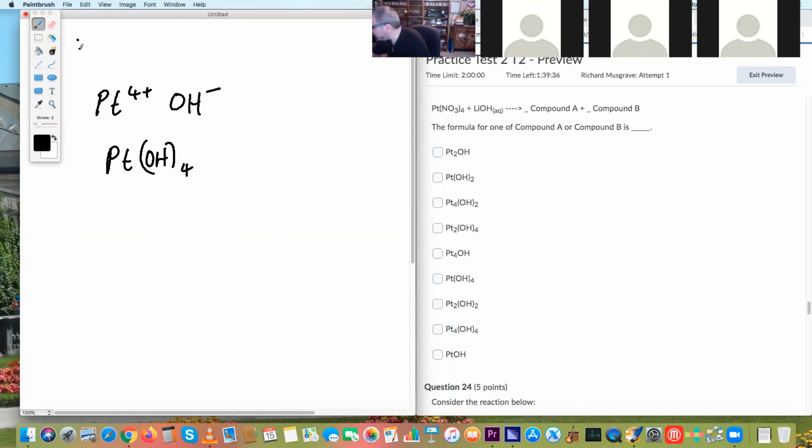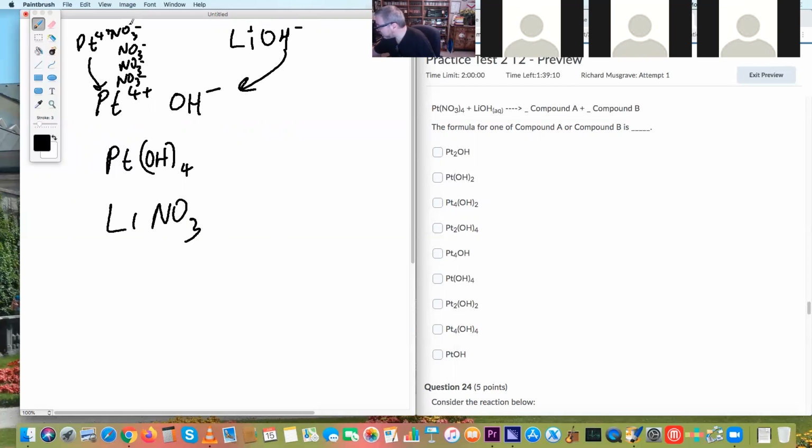See, we get the Pt4 plus pretty easily. And then, I think it's really about drawing the pictures, you know. The other compound, by the way, would be LiNO3, which would be the combination of Li plus and NO3 minus. Again, just one of each.